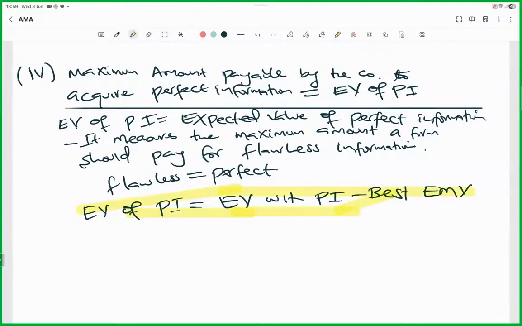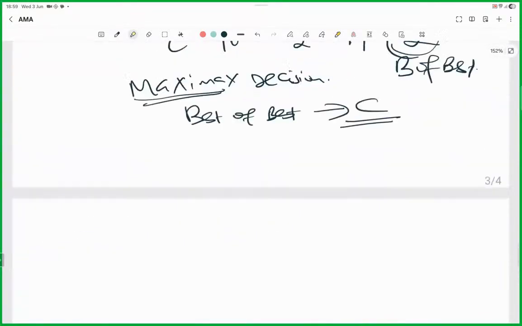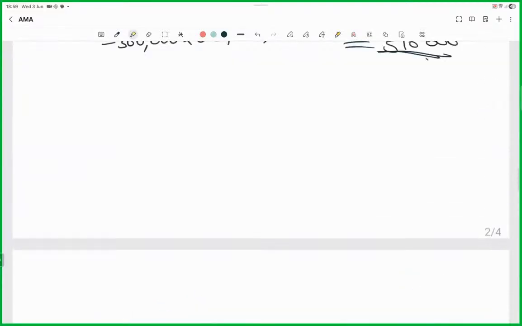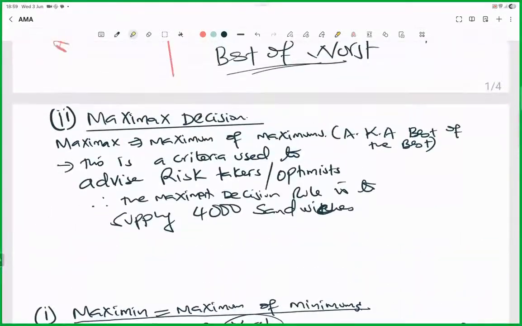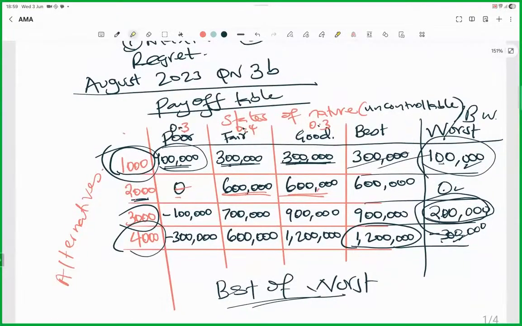So EVPI equals what here? EV with PI minus best EMV. Now here there is some money coming. Be very keen, although it will be little money, because the question here will be very easy. Now, please, let's go back to our original table.